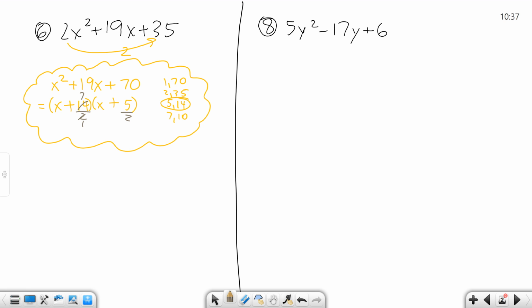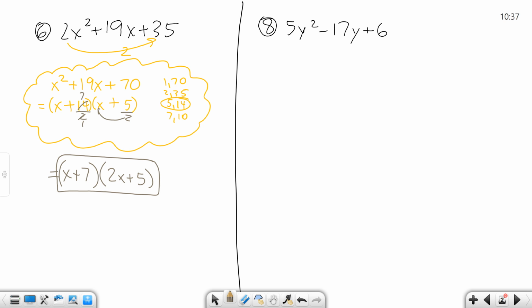14 over 2 is 7 over 1. That parenthesis becomes x plus 7. This 2 divides out, and there's nothing to bring up here, a 1, so we don't show it. Here, 5 over 2 does not simplify, so we bring this 2 in front of the x. So that parenthesis becomes 2x plus 5.